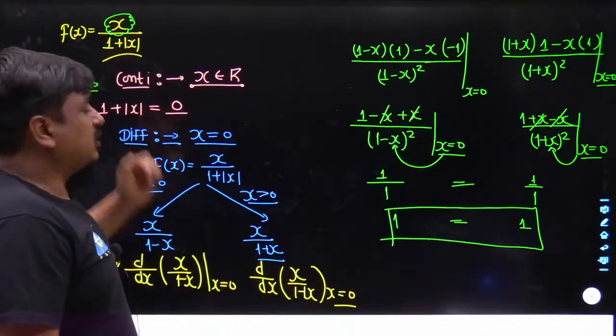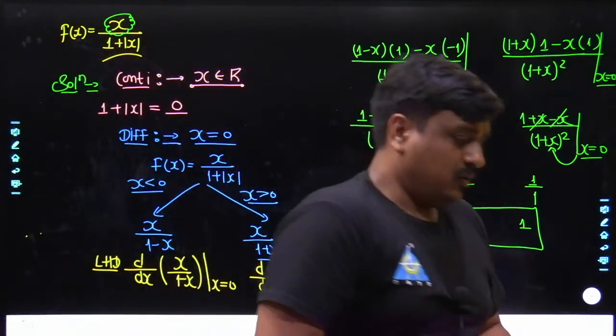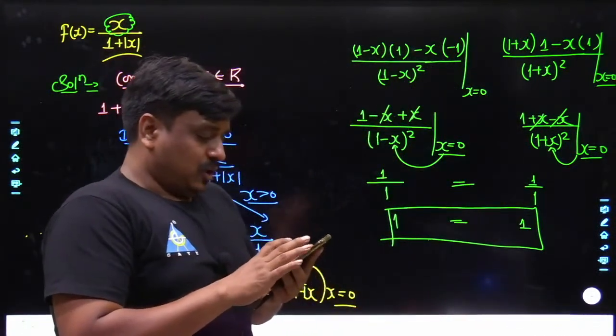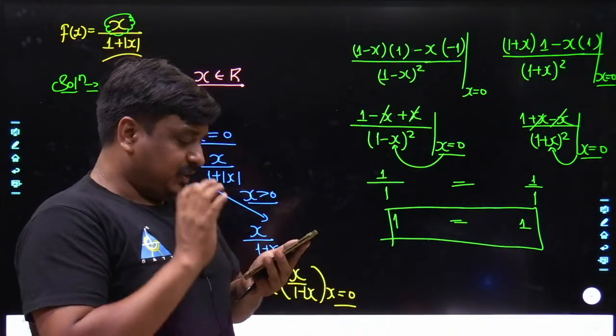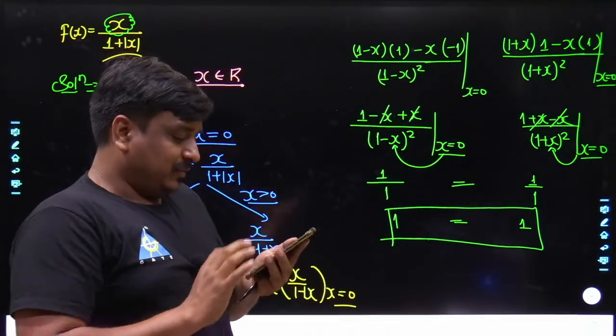Would you like to see how this curve would look? So let me draw it over the phone. Only one change I am introducing. Instead of the 1, I would be replacing it with x.